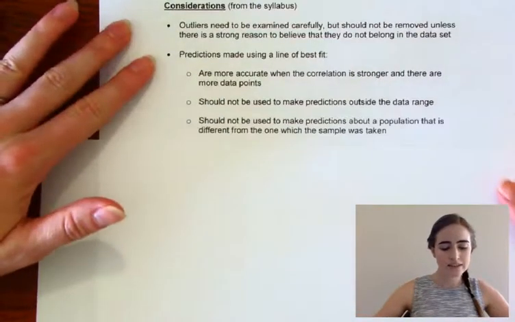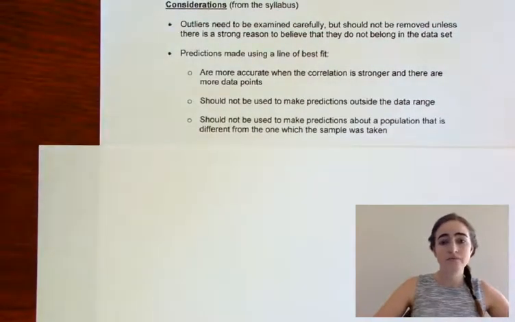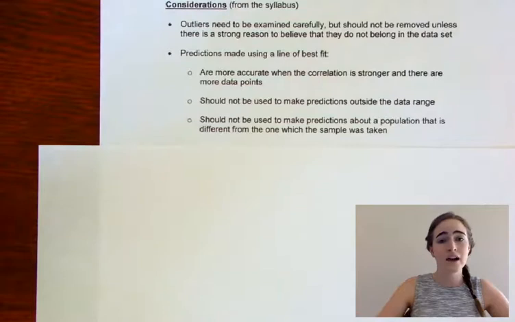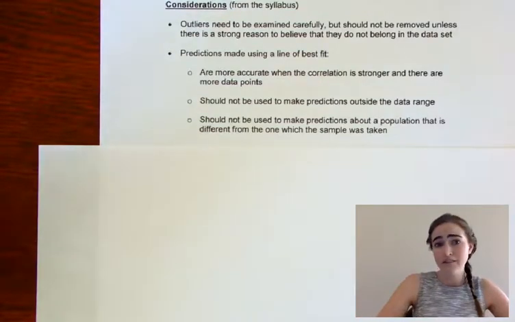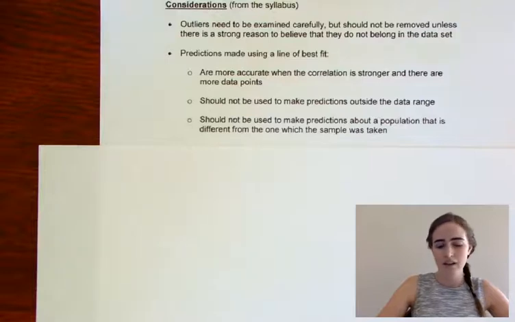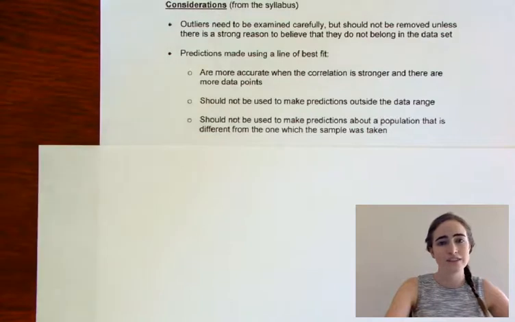And the last one that's in there says you shouldn't use a line of best fit to make predictions about a population that's different from the one from which the sample was taken. So that means if all our data points were collected about, say, females, then we can't use that to make predictions about anything to do with males. All right, so that's a few things about drawing a line of best fit by eye and a few things that you need to think about.